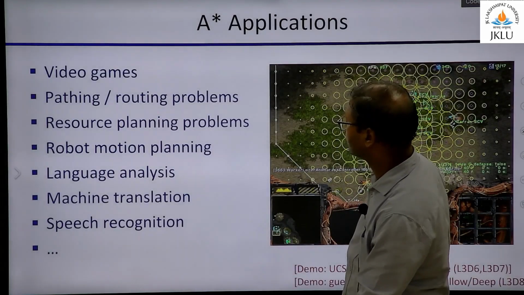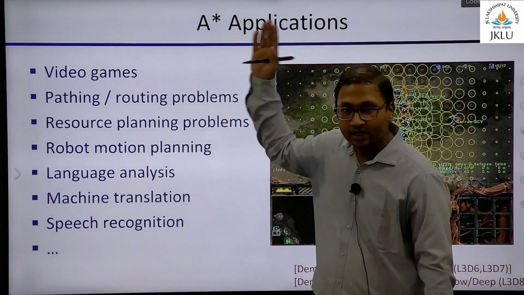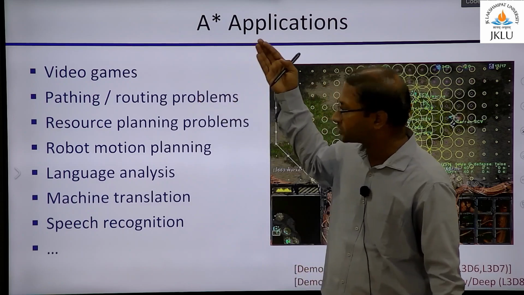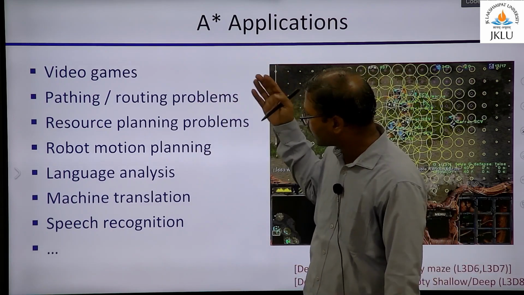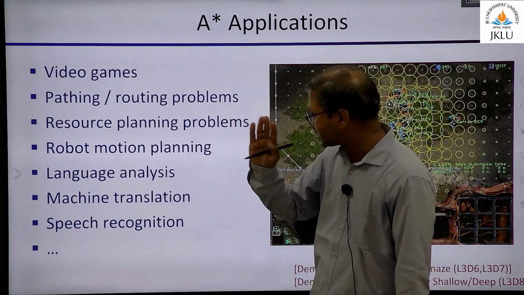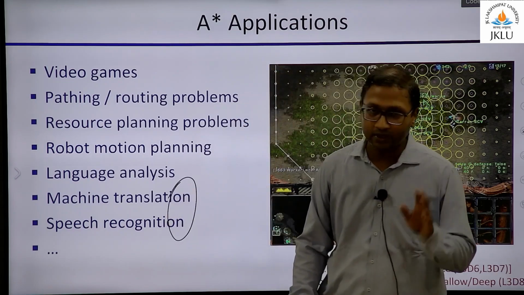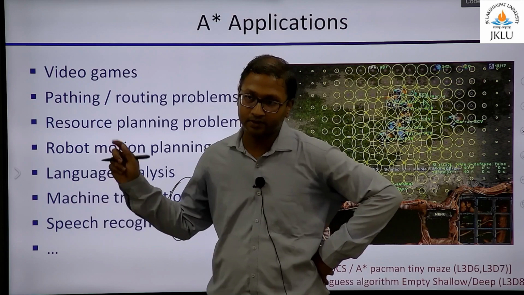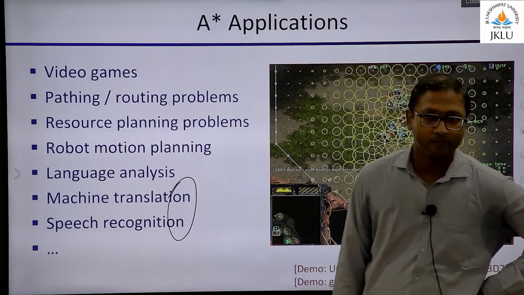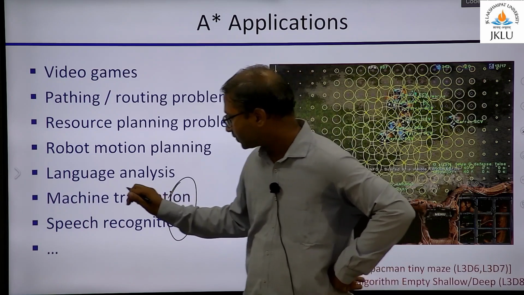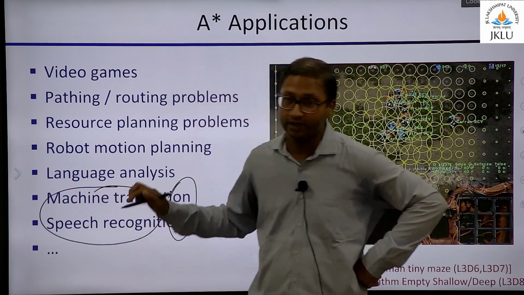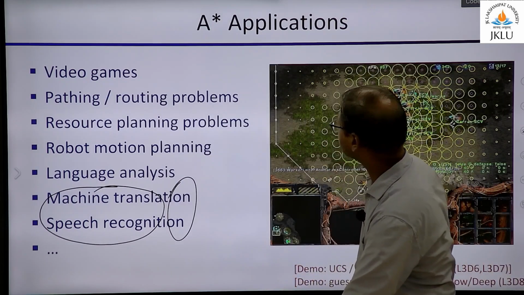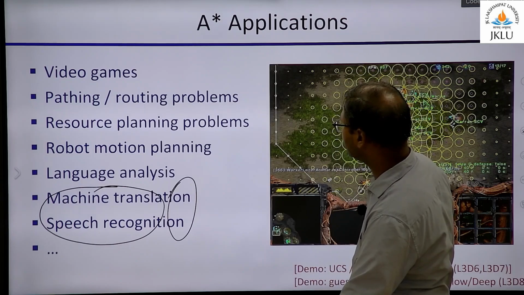All right. So you see, A star has a lot of applications and all diverse: video games, pathing. So you can see this in Google Maps, resource planning problems, robot motion, language analysis, machine translation. Not here anymore, by the way, not as much, right? Not as much, but still, because these days transformers are doing much better. But anyway, since Berkeley has mentioned it, let me not remove it. All right, so done.